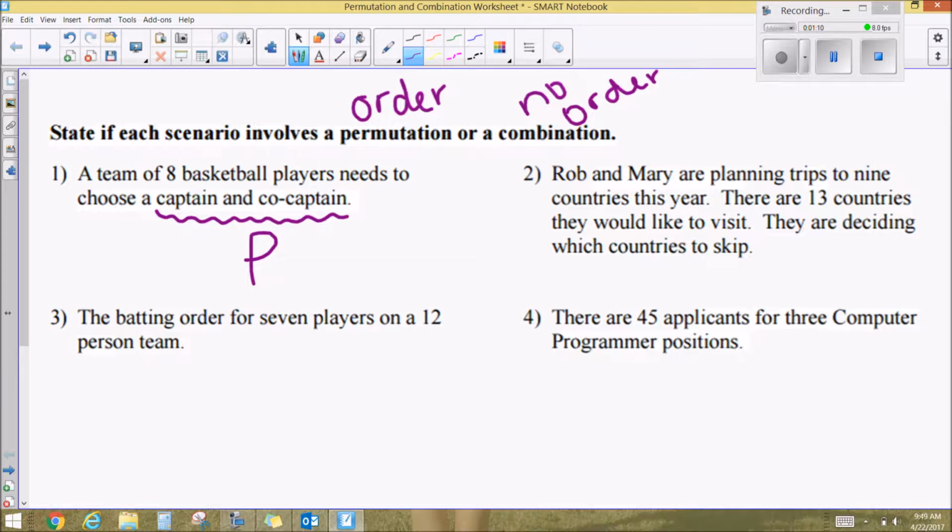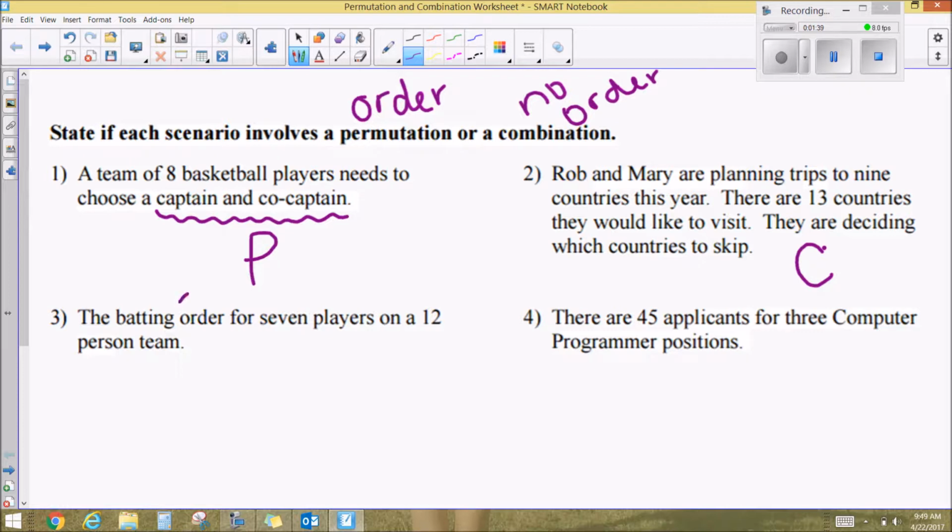Because if I'm captain and you're co-captain, that's different than if I choose you to be captain and me to be co-captain. If Rob and Mary are planning trips to 9 countries, and there's 13 they would like to visit, and they're trying to figure out where to go and where not to go, they don't indicate at all that going to France first and then Spain is any different. They're just trying to collect a group, a selection of those countries to visit. So that would be an example where a combination would be used instead.